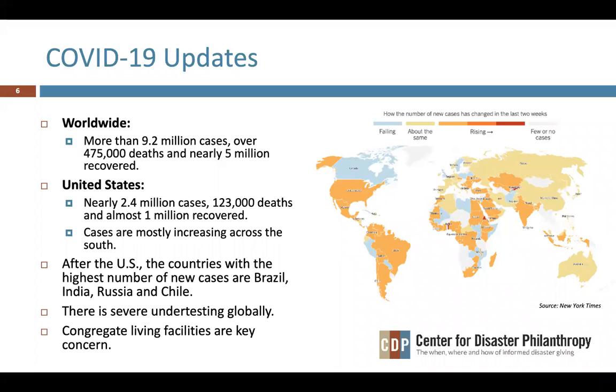Globally, there's severe undertesting, meaning these numbers are not accurate. And many NGOs have reported to us that people are struggling to access testing around the world. Within the United States, cases are mostly increasing across the South. Hot, humid weather is not putting an end to our cases. And congregate living facilities are a key concern. This includes correction and detention facilities, nursing homes and long-term care facilities, meat processing plants, and migrant housing. Internationally, this also includes informal settlements and refugee camps.